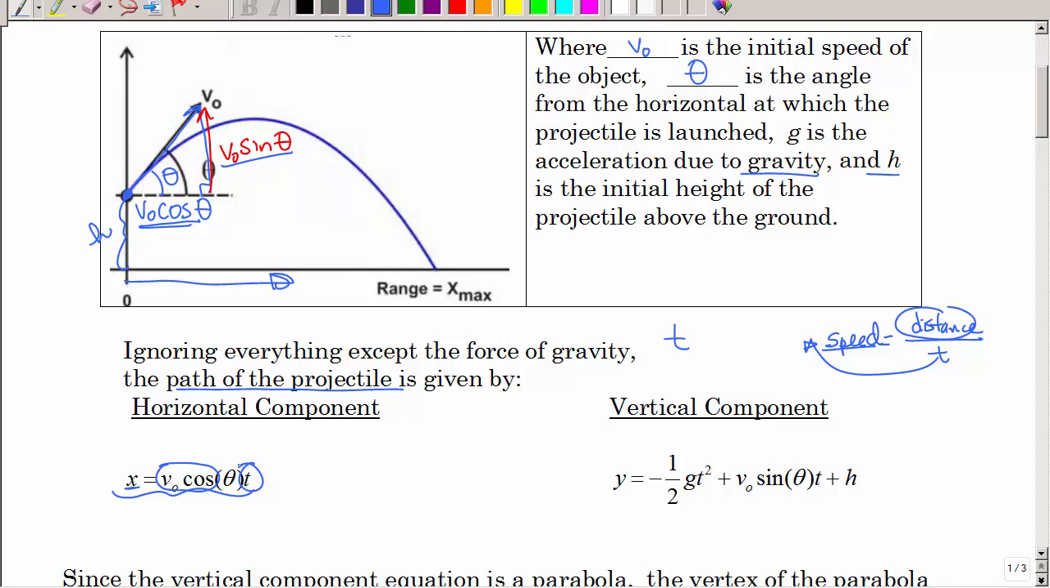Vertical component, much more complicated because of gravity. We have this. We have negative 1/2 g t squared plus v naught sine theta, and remember that's the vertical component of your velocity, times time, plus any initial height you may have. So we have this part due to gravity, this is the vertical component of your velocity, and then any initial height. Notice all vertical parts of the path of the projectile.